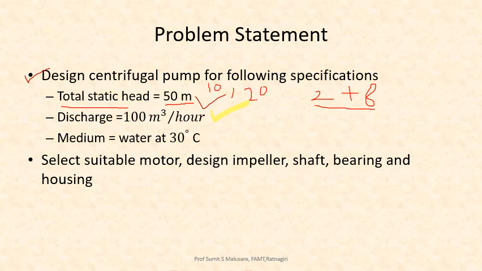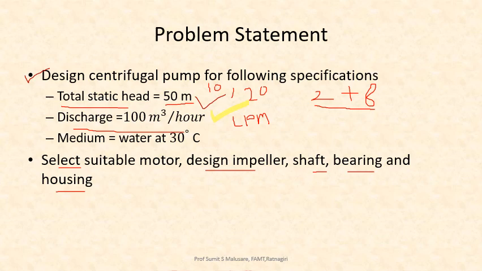Next, discharge is 100 meter cube per hour. Generally, this discharge may be given in terms of LPM, that is liters per minute, or liters per hour. Finally we have to convert this discharge in terms of meter cube per hour. And which things are we going to design? We design a suitable motor, the impeller, shaft, bearing, and the housing.